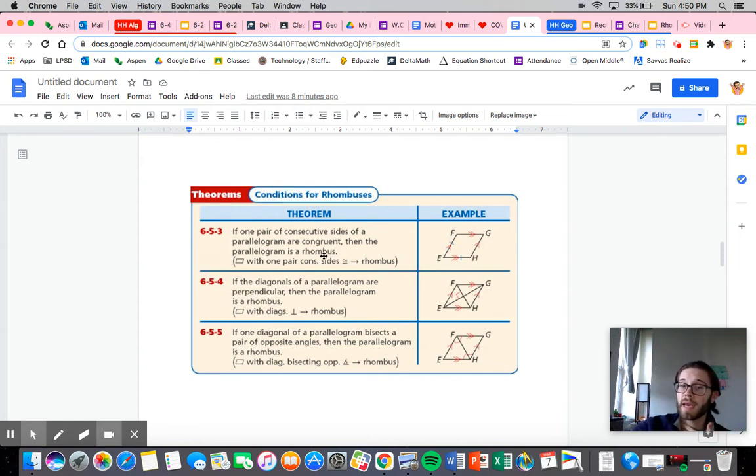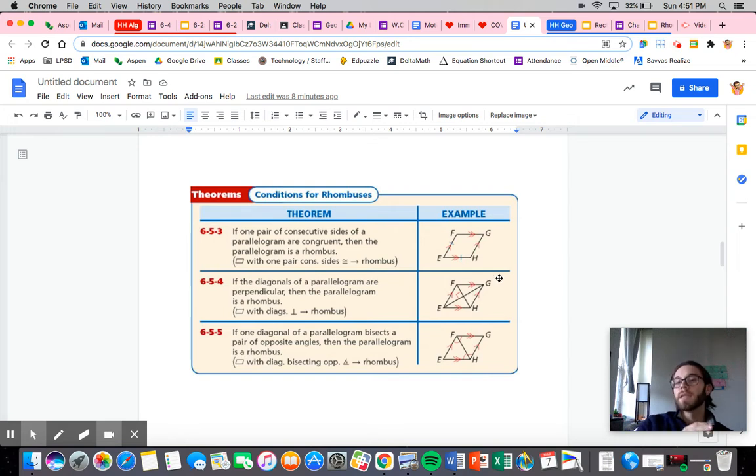If we can show that the diagonals are perpendicular, then the parallelogram is a rhombus. That just comes down to the fact that if I know that this is a right angle, then this is a right angle, and this is a right angle, and this is a right angle, and I'm going to get four congruent triangles, which would, by CPCTC, give me that the sides are all the same. That's why that one works.